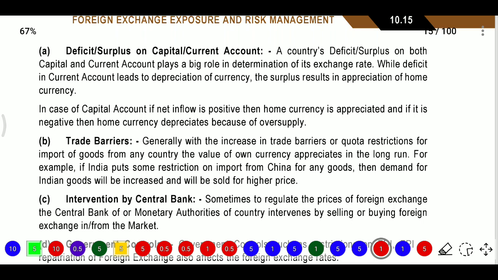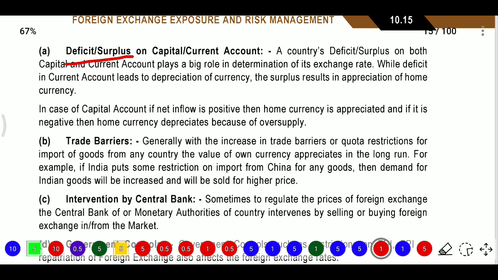Other than these two, there are other factors which impact foreign exchange rates. One is deficit or surplus on capital or current account. Based on whether we have a deficit or surplus, the foreign exchange rate will change. A currency deficit or surplus on both capital and current account plays a big role in determination of its exchange rate. While a deficit in current account leads to depreciation of currency, a surplus results in appreciation of home currency.